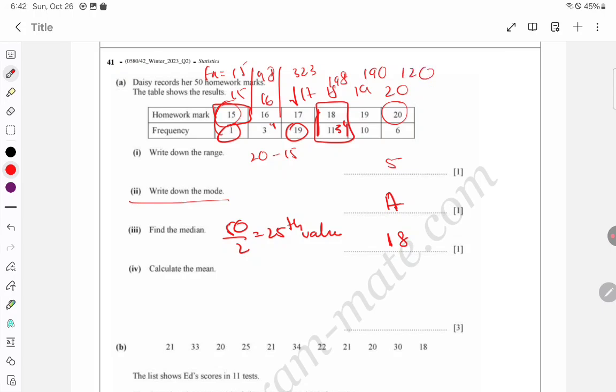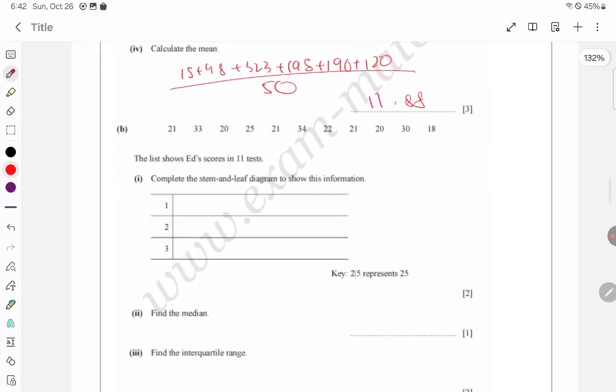You get our values. Now calculate the mean, add all the values: 15 plus 48 plus 323 plus 198 plus 190 plus 120, divided by the total number, which is 50. We get our answer of 17.88.